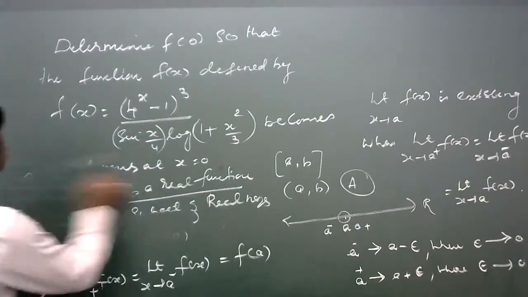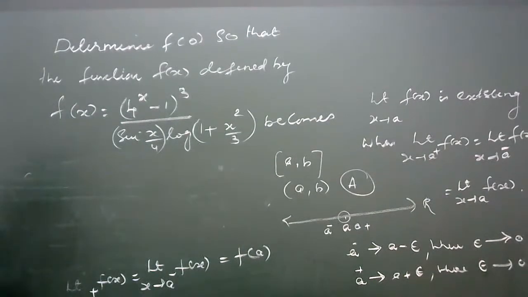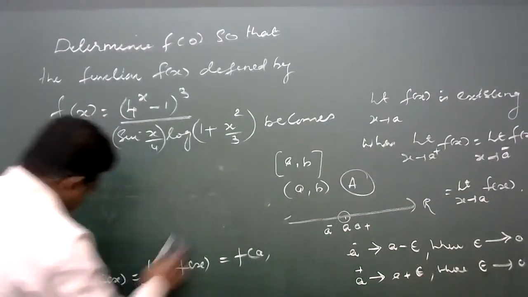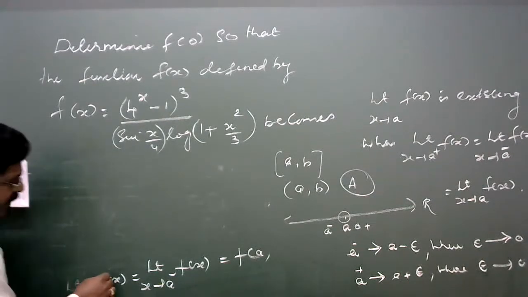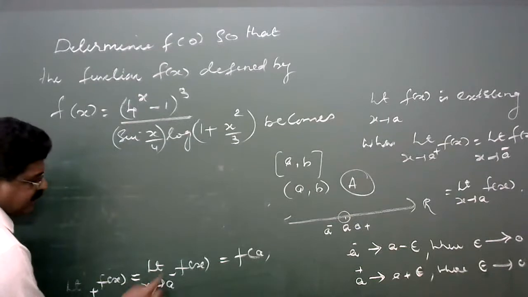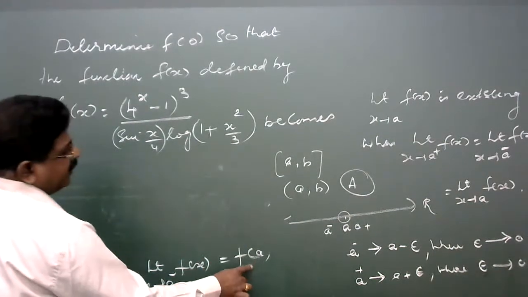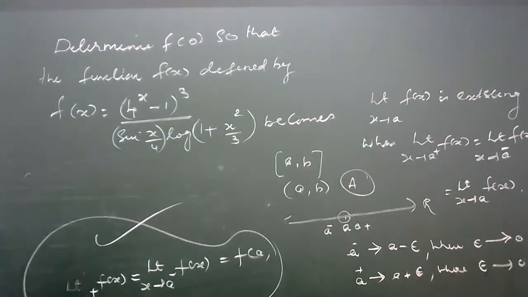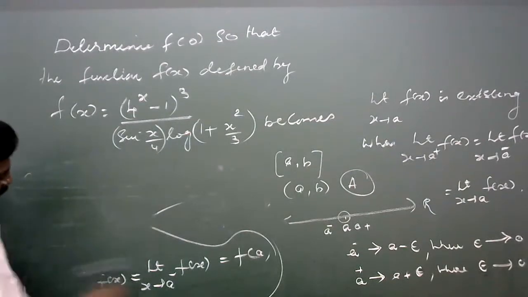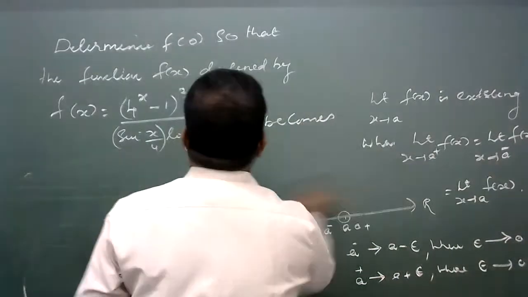The function is continuous at a particular point x is equal to a if the limit x tends to a plus f of x is equal to limit x tends to a minus f of x, that is equal to f of a. This thing you have to keep in your mind. This is the basic concept already explained by your teachers. Now let us come to this problem.